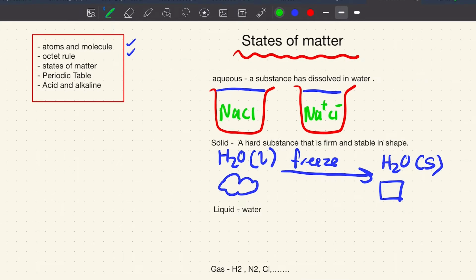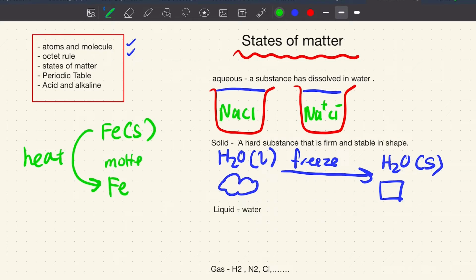So next, let's try iron, Fe, in solid state, because at room temperature iron is in solid state. And when we heat it to the melting point of iron, it melts, right? So when it melts, it becomes molten, and molten means liquid. Because in this case, liquid is compressible and it doesn't have shape.